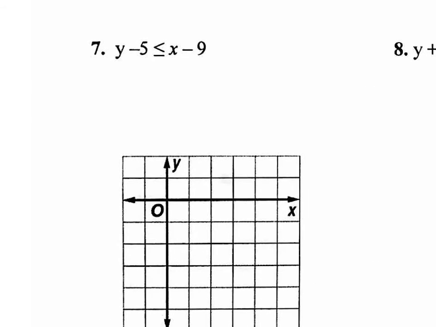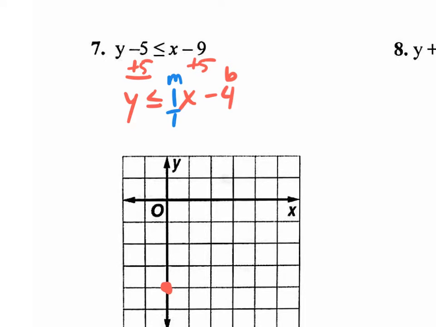Number 7, let's get y by itself. Plus 5, plus 5. You're going to have y is less than or equal to 1x minus 4. I'm going to put the invisible 1 in front of the x. Not only that, I want to make it a fraction, 1 over 1. That way I could see that my slope is 1 over 1 and my b value is -4. So it does cross at -4. So at the origin, crosses at -1, 2, 3, 4. Right here it crosses. I'm going to put a dot at -4.